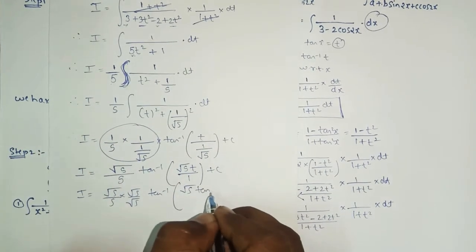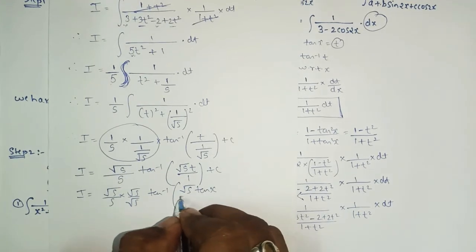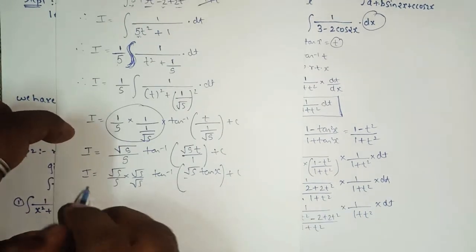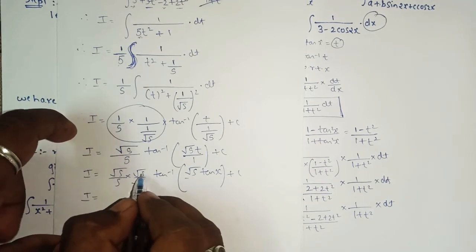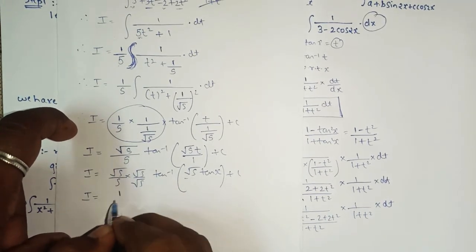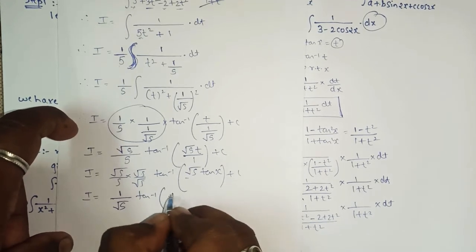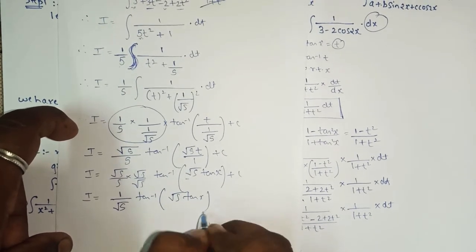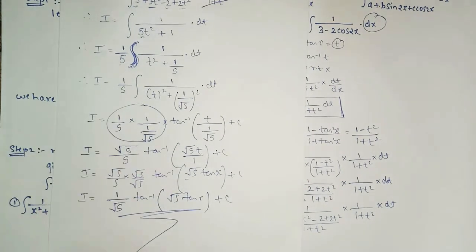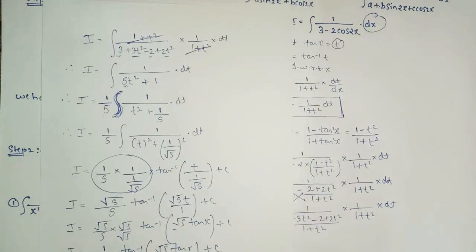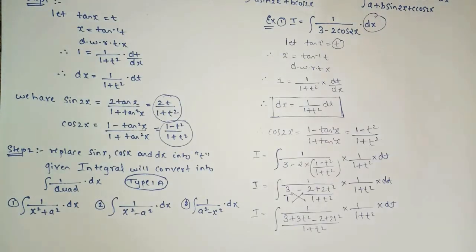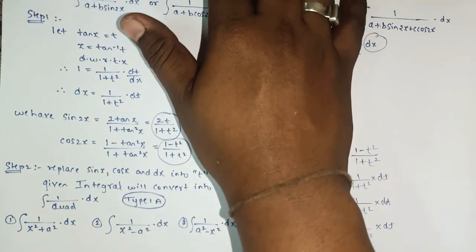So for this sum we took t as tan x, and this root 5 will be 5, 5 will get cancelled, so here we are left with 1 upon root 5 tan inverse root 5 tan x plus c. So that's the end of the sum. So in this way you have to present your sum in the board exam. Okay, I hope you all understood.